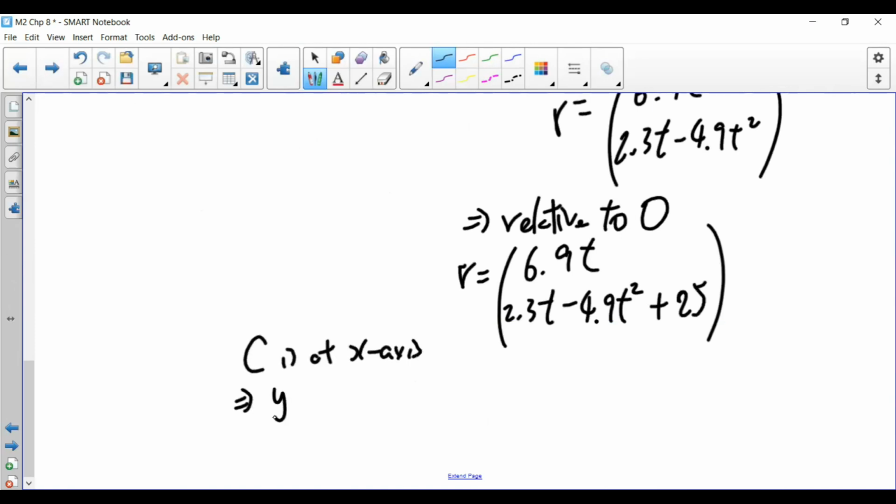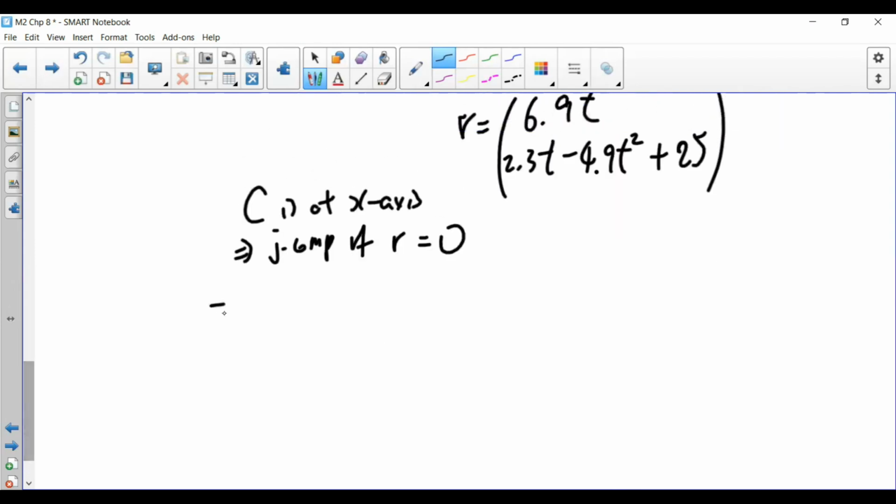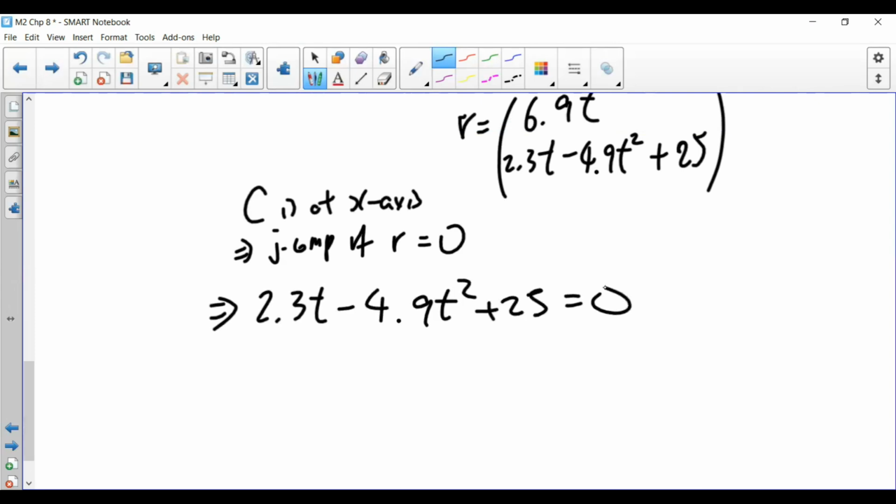So therefore, the j component of R equals 0. What it means is 2.3t minus 4.9t squared plus 25 equals 0. So we can solve it. You can see this becomes a quadratic. Put it in a calculator. Again, the minus 4.9 is the value of a when you solve the quadratic. You should get t equals minus 2.04.